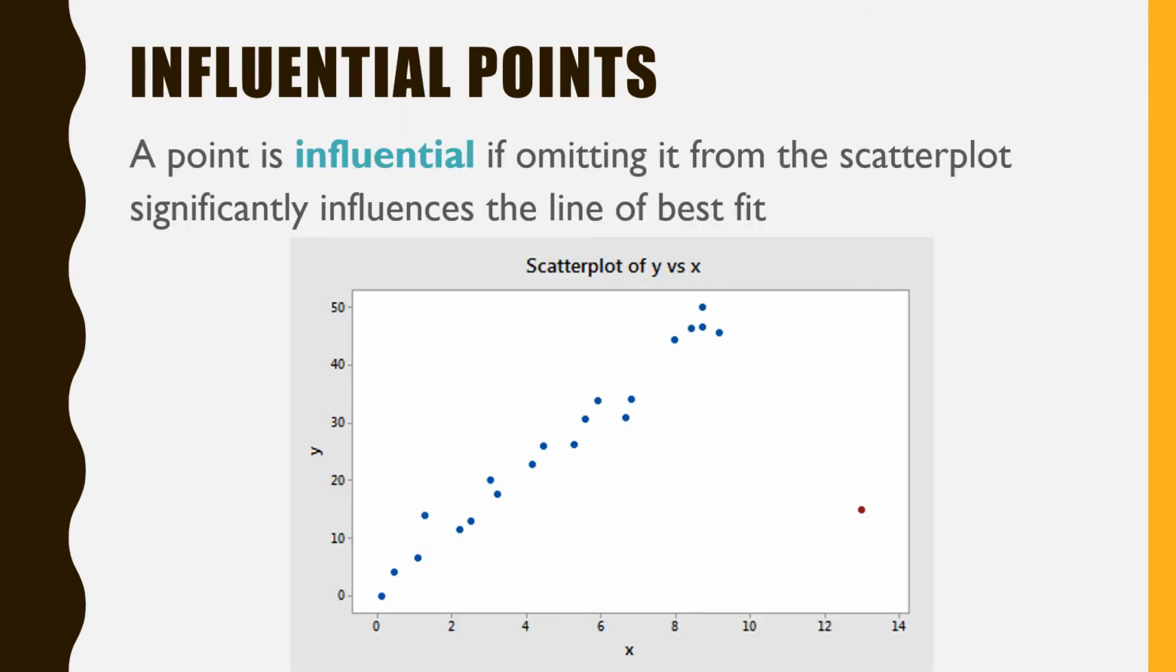The last type of special point that we have is called an influential point. This is one where, if we omit it or take it out of our scatter plot, it will significantly influence our line of best fit. For example, if we were to include this red point in this scatter plot, that's going to definitely pull our slope down, kind of in that downward direction. But if we remove that red point, it's going to pass right through our blue points here. So in this case, the red one would be an influential point, as well as being an outlier. It would have an extreme influence on our line of best fit.